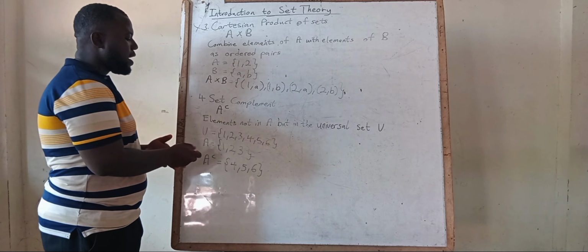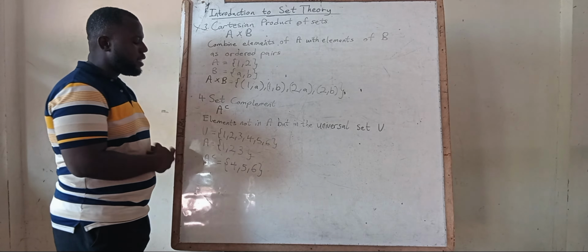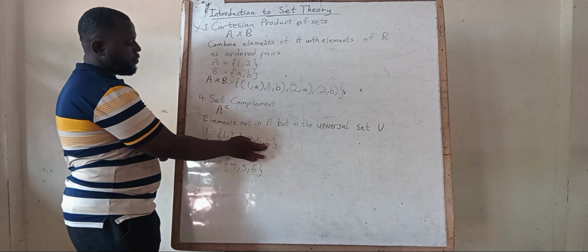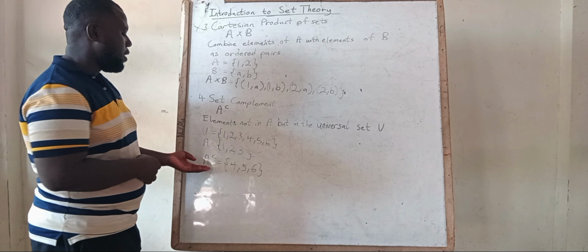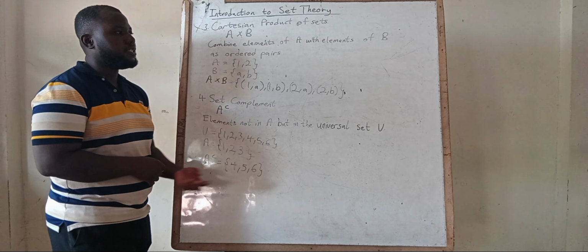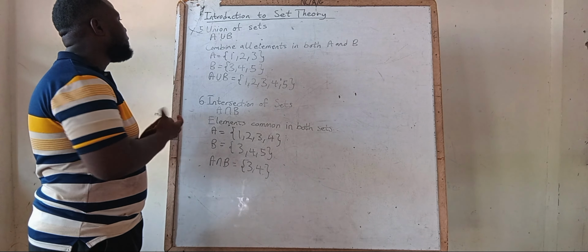The elements that are in A are 1, 2, 3. The elements that are not in A but are in the universal set are 4, 5, and 6. So that's how we find the complement of a set. So A complement will be 4, 5, and 6. Let's move on to point five and point six.